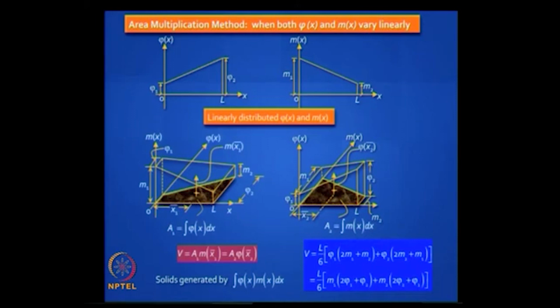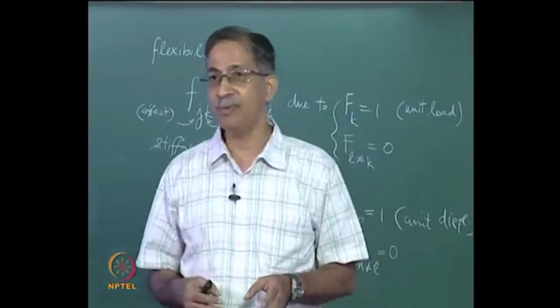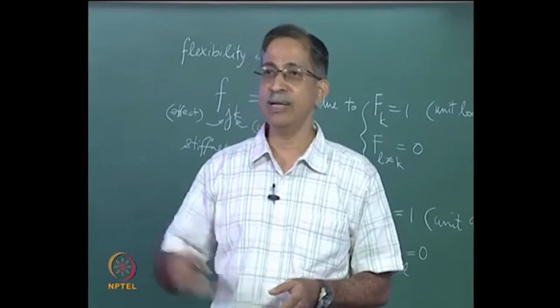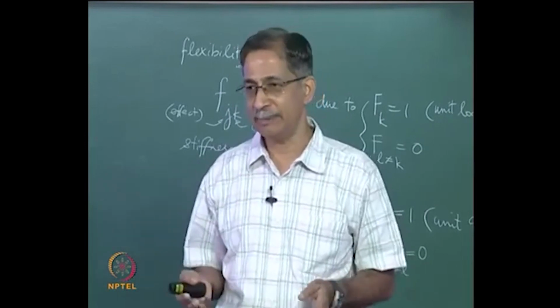V is equal to L by 6 [phi 1 into (2m1 plus m2) plus phi 2 into (2m2 plus m1)], which is easy to remember. In case you forget and you flip it over, you will still not make a mistake. It is L by 6 [m1 into (2 phi 1 plus phi 2) plus m2 into (2 phi 2 plus phi 1)]. This is a very useful formula. It works even if some of those values are negative.